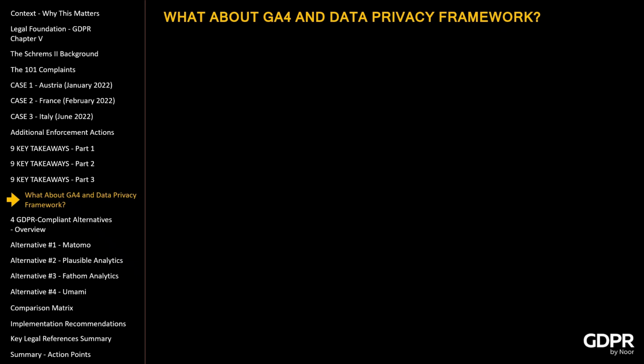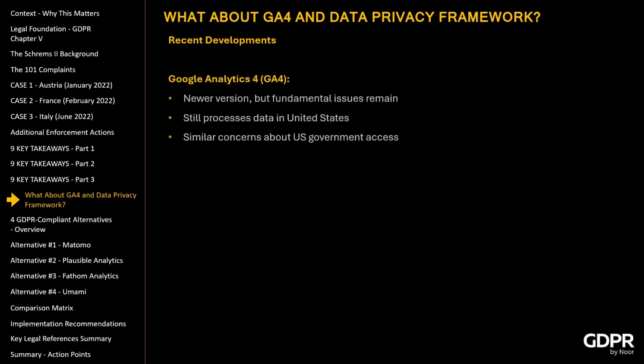Google Analytics 4 and the Data Privacy Framework. Google Analytics 4 does not fix the GDPR transfer problem. Data still flows to the United States. Google LLC still has the access. The US surveillance laws still apply. No European authority has declared Google Analytics 4 compliant.